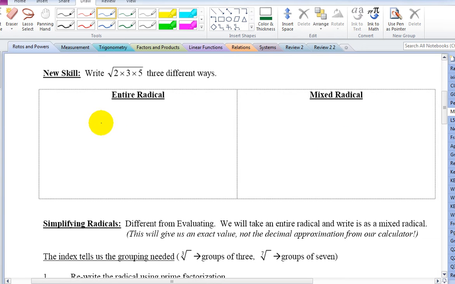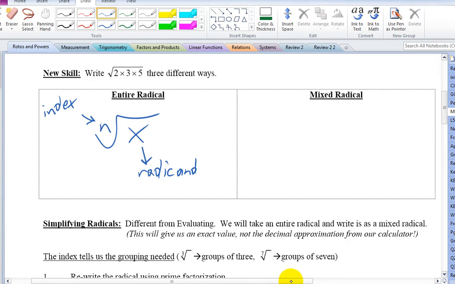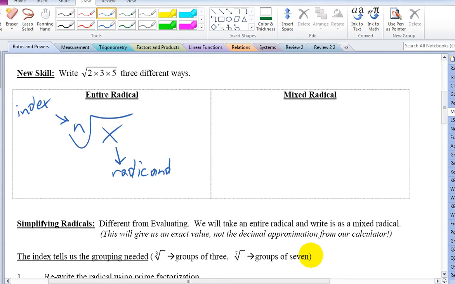So the entire radical, we looked at this two days ago. We have that check mark sign. What do we call n? Index. And what do we call the x? Radicand. Okay.